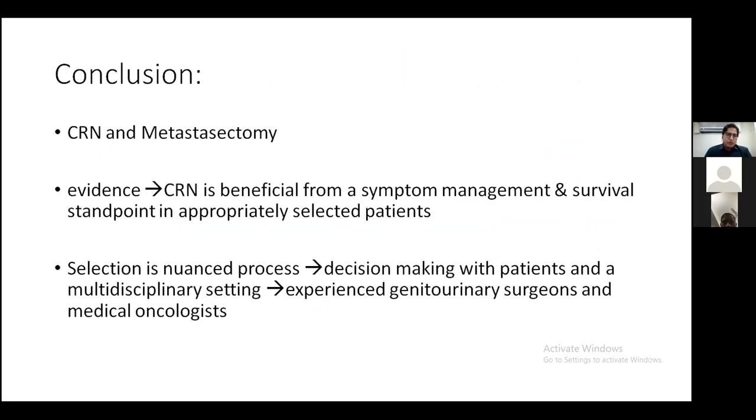So in conclusion, we are now well aware of what cytoreductive surgery is and what metastasectomy is, and there is significant evidence that cytoreductive nephrectomy has benefit in symptomatic management and from a survival standpoint in a selected patient. Selection is a nuanced process. Decision-making with the patient is very important, multidisciplinary setting is very important, and there should be some experience among urological surgeons and medical oncologists.